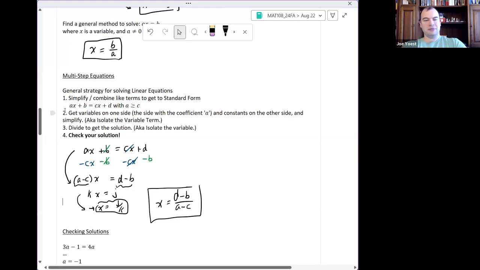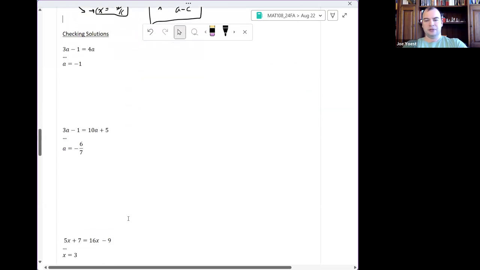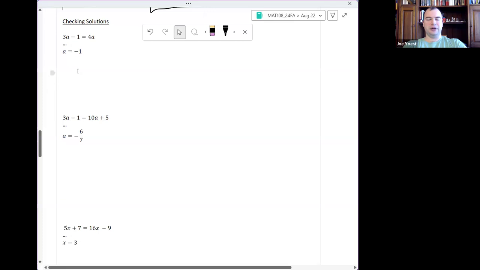Now, one thing that we haven't done yet that's very important. So we've simplified, we've used equation solving steps. We have a solution that we think is the solution, but we ought to get in the practice of checking our solution. So here I have three examples where I have hypothetical solutions, and we're just going to practice checking solutions a little bit.